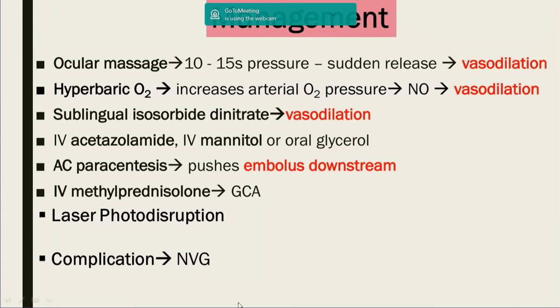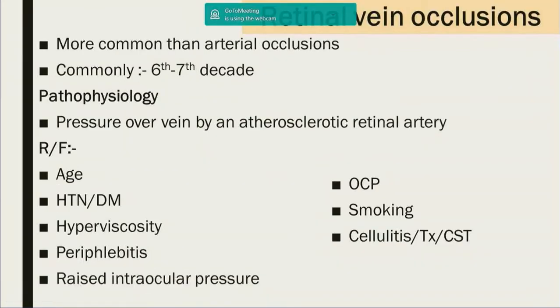One of the complications that is encountered in chronic CRAO cases is neovascular glaucoma. You should be aware of it, and you should look for it when you're keeping the patients in follow-up. So that was about arterial occlusions. Then we are going to venous occlusions.